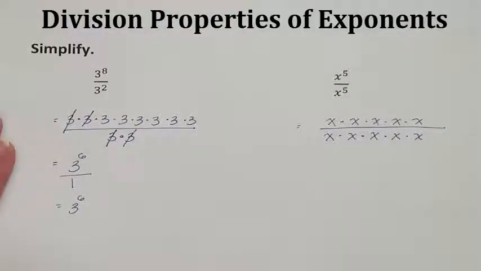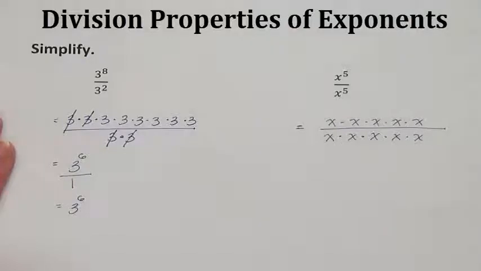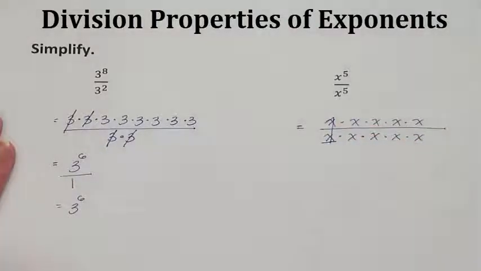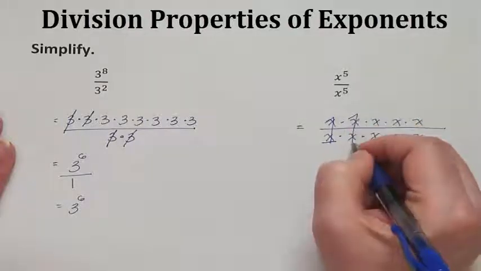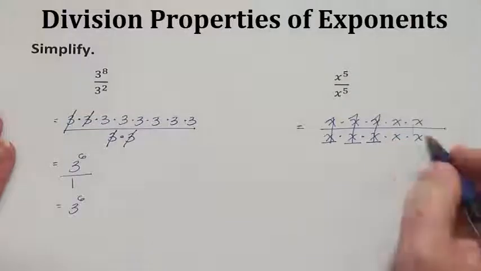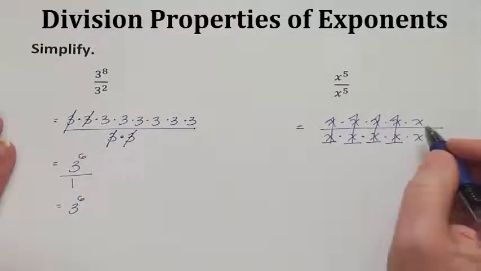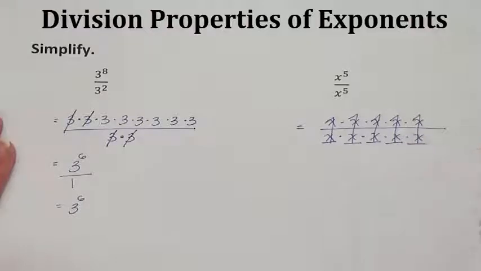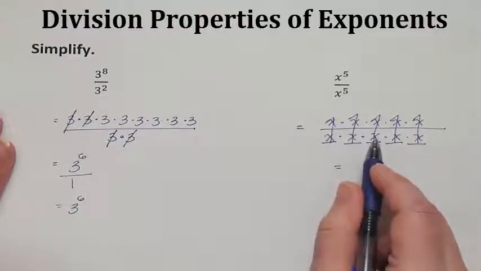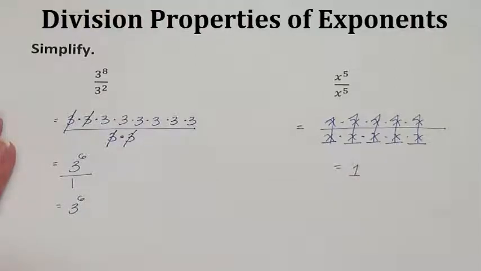Now again, fraction operations. If I see the same factor on the top and the bottom, they turn to 1. So x divided by x is 1, so these 1 out. X divided by x is 1, these 1 out. X divided by x is 1, so these 1 out. X divided by x is 1, so these 1 out. X divided by x is 1, so they 1 out. I have nothing left. So 1 times 1 times 1 times 1 times 1 is 1. So I'm literally left with the answer of 1.